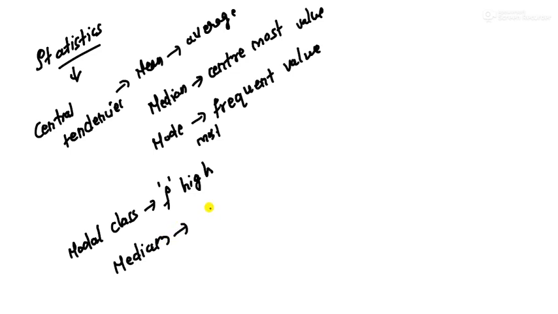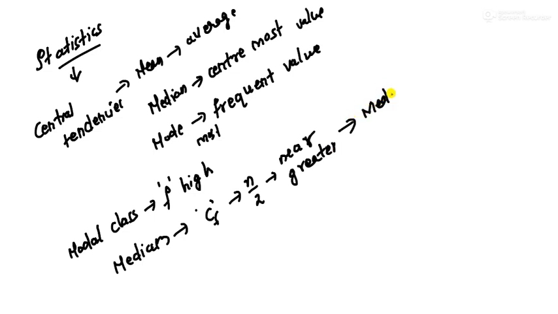For median we have to find cumulative frequency, and after finding this cumulative frequency you have to find n by 2. The value in the cumulative frequency which is near to n by 2 and greater than it will give us the median class. If you solve some problems which I have done previously, you can find it easily. You can come to know how to do this.